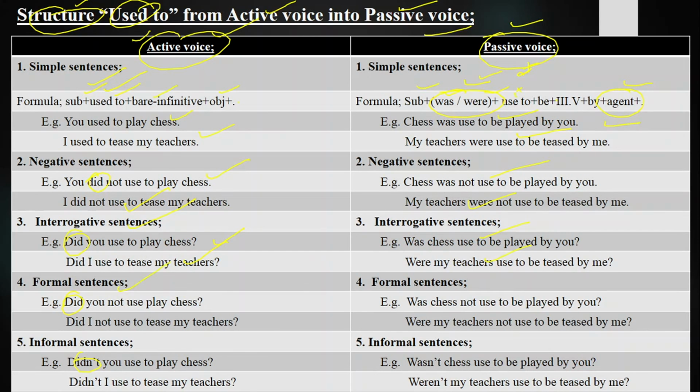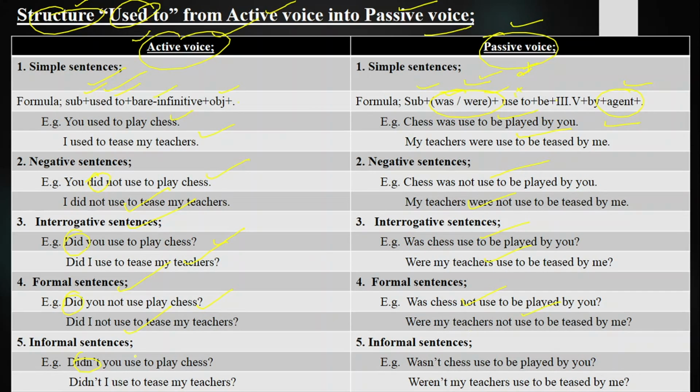Formal sentences, those sentences in which we ask a question or deny the statement in a formal, polite, respectful way. Did you not used to play chess? Was chess not used to be played by you? Did I not used to tease my teachers? Were my teachers not used to be teased by me?